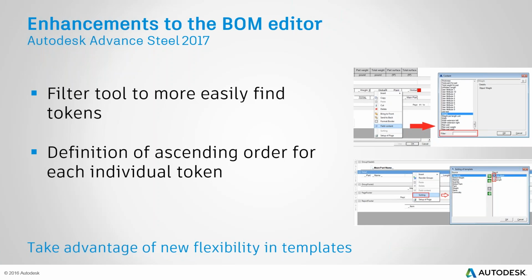Enhancements to the BOM editor. The first enhancement is a filter tool which can help find the token. In that first image, you can see the red arrow pointing to that entry in the dollar box. So if you know what the token name is, you can start typing it in and see the filters for that cell.